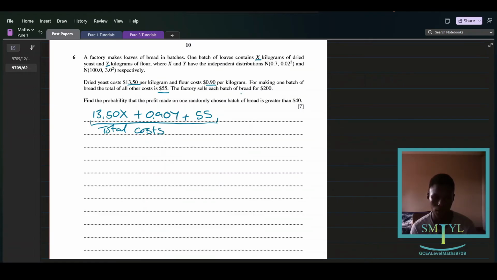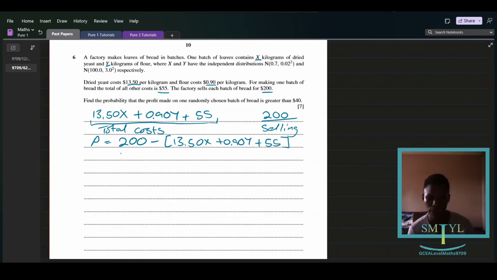And now we are told that the factory sells each batch of bread at $200. And what we want is the profit. This is the selling price. Our profit is selling price minus cost price. So that simply becomes profit, let P equal 200 minus the 13.50X plus 0.90Y plus 55. So this would be our profit.